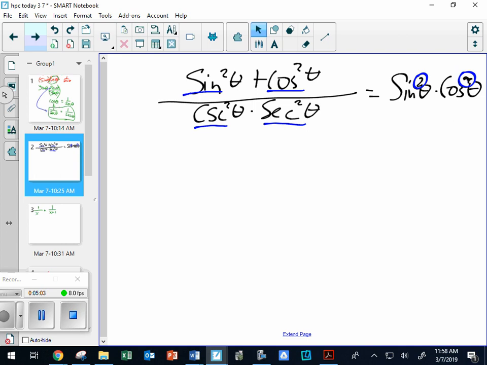Which is right. Only one side at a time. You can't change the left side and the right side. You can only do one side.